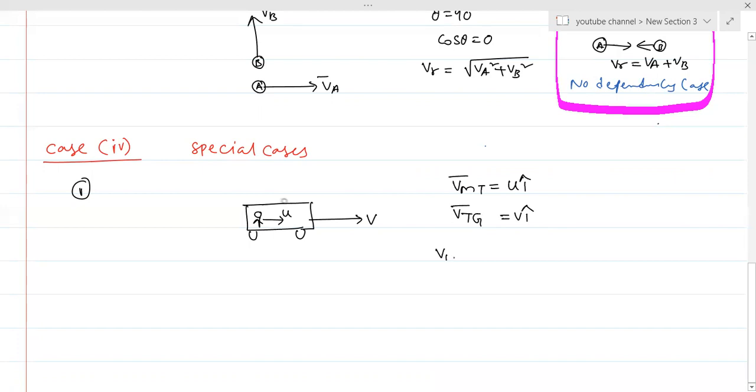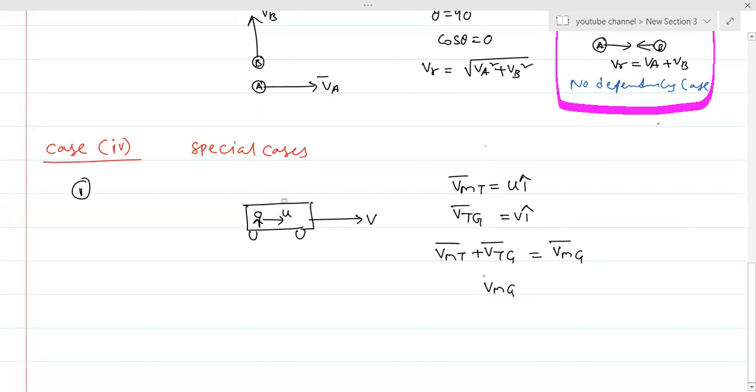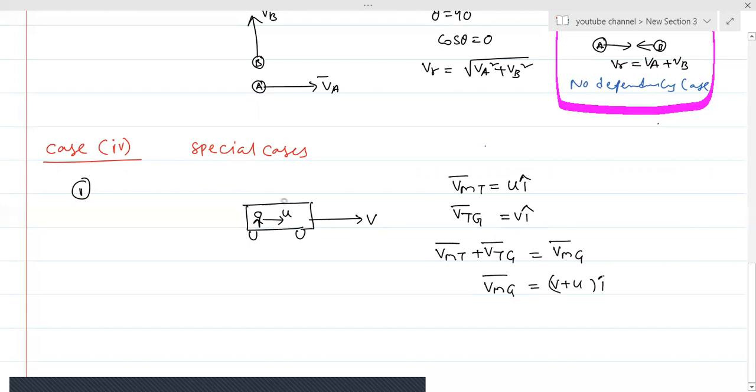In this case, we will write vmt bar plus vtg bar. When we add these, we will get vmg bar, the velocity of the man with respect to the ground, which we need. Therefore vmg bar equals v plus u into I cap. The magnitude of the velocity of the man with respect to the ground is v plus u.